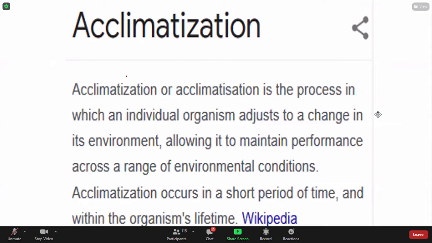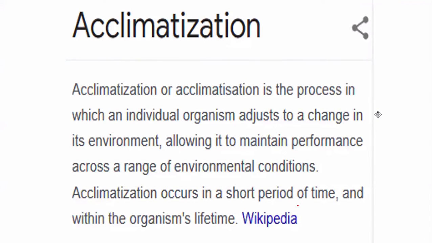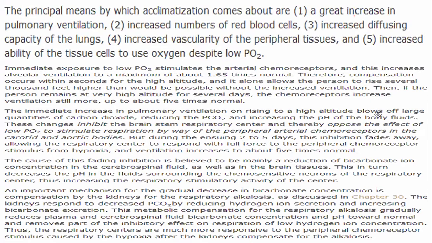So again, acclimatization is the process in which an individual organism adjusts to a change in its environment, allowing it to maintain performance across a range of environmental conditions. Acclimatization occurs in a short period of time and within the organism's lifetime. Okay, and don't worry about this, we have pictures for this. The principal means by which acclimatization comes about are a great increase in pulmonary ventilation.